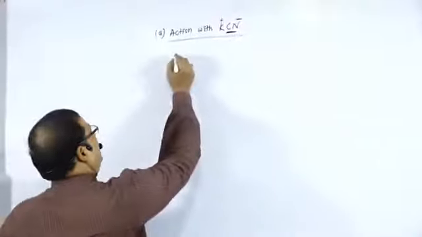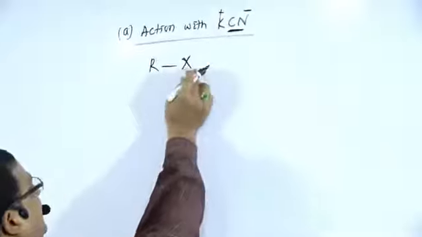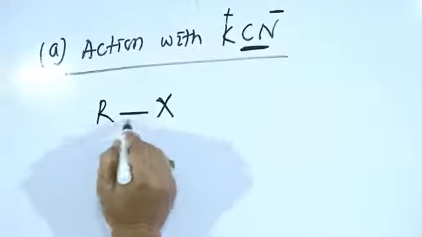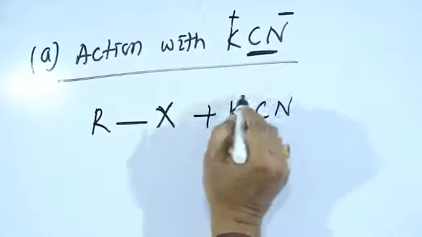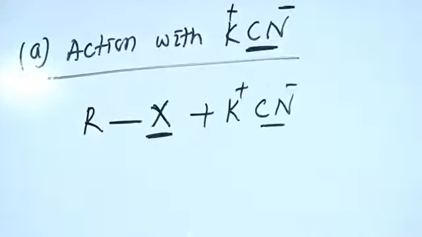So alkyl halide RX, that is, X may be chlorine, fluorine, bromine. So this is the carbon halogen bond, a polar bond, that has been treated with KCN, K plus CN minus. So the X atom will get replaced by that CN.